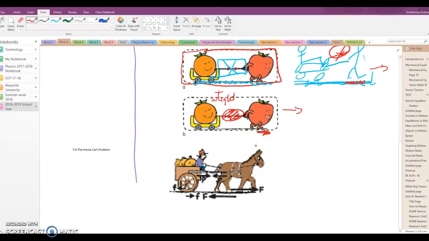Okay? Again, you would look pretty funny if I floated you in space. You would run, but if you have no traction, if you have no friction, you can't push against the ground. So you push against the ground, and the ground pushes back on you, allowing you to move forward. So let's go into the horse cart problem.